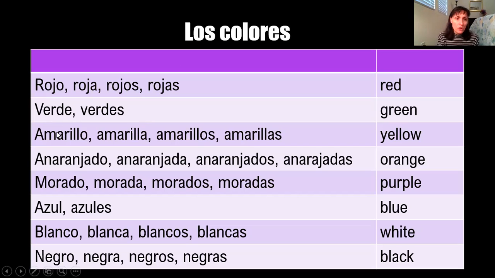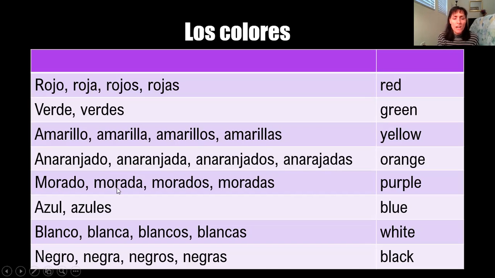Yellow is like rojo, it ends in o, so there's four forms, masculine singular, feminine singular, masculine plural, feminine plural. Amarillo, amarilla, amarillos, amarillas. Orange is a really hard word to say, it's got a lot of syllables. Just break it down syllable by syllable. Anaranjado, say it with me. Anaranjado, anaranjada, anaranjados, anaranjadas. So un libro anaranjado, una mesa anaranjada, unos libros anaranjados, unas mesas anaranjadas.